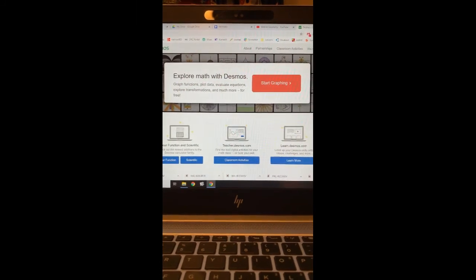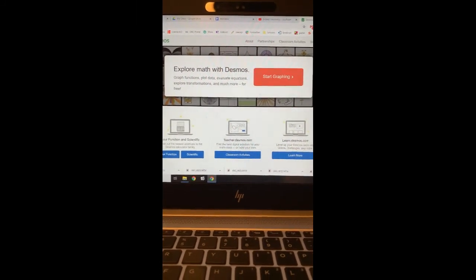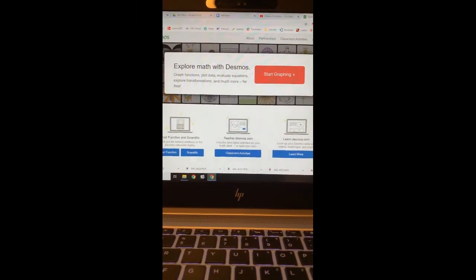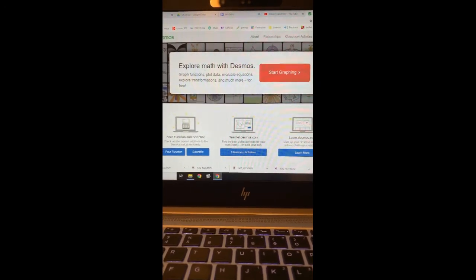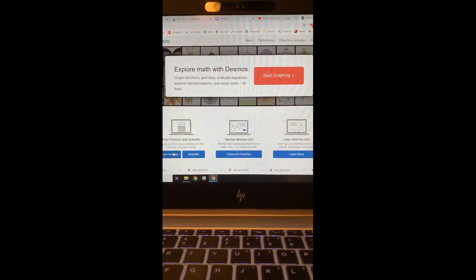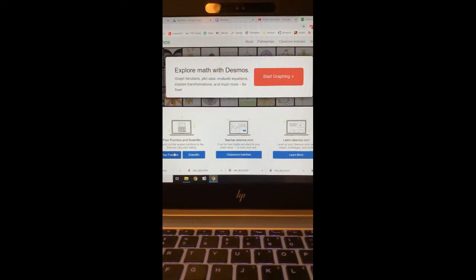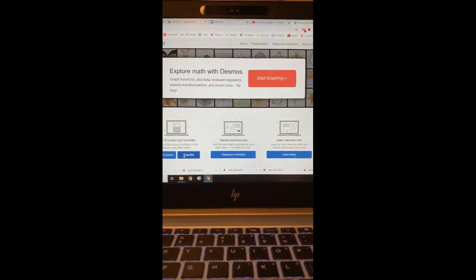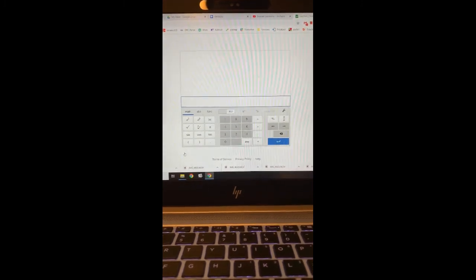So, plug it into the calculator. What I'm using here is desmos.com. Talked about this in an earlier video. So what I want here is there's 4 function and there's scientific. You don't want 4 function. That's simply add, subtract, multiply, divide. We're going to need scientific. This is the calculator that opens up.